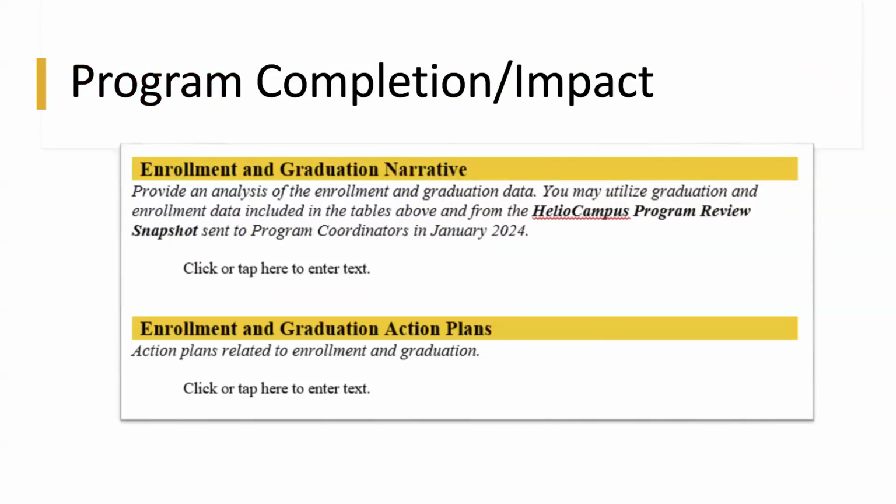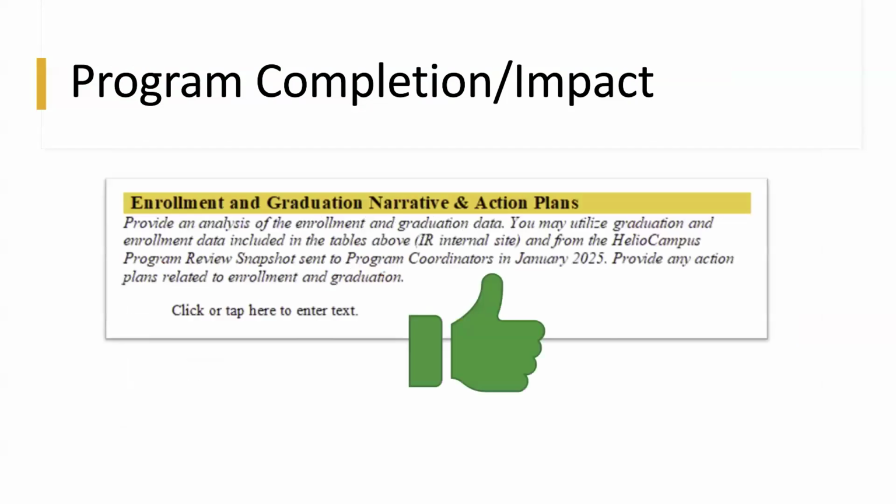Next, we have that program completion impact section. This is still going to be there this year. We didn't scrap that, but it is going to look just slightly different. This past year, we had the narrative and those action plans separate from each other. So we just consolidated that again to narrative and action plans, because sometimes it's kind of one and the same. People would talk about it and include their actions at the same time. So that's just a consolidation, but that information is still there and still required.